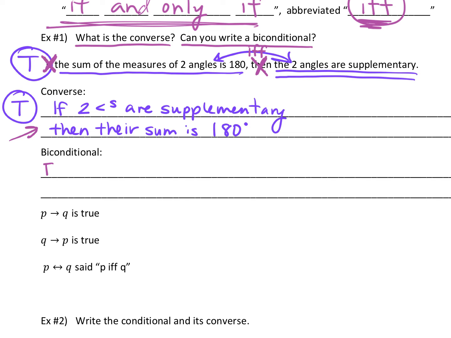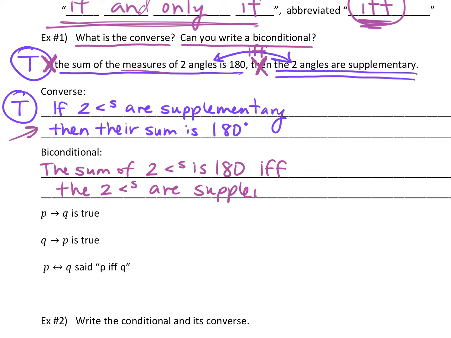So our biconditional would be the sum of 2 angles is 180. I'm just taking out the measures, but it's the same thing. The sum of two angles is 180, and here's where your IFF goes in. If and only if the two angles are supplementary. Okay, now that would be the same as if I said the two angles are supplementary if and only if their sum is 180. So I don't care which one you use to write.